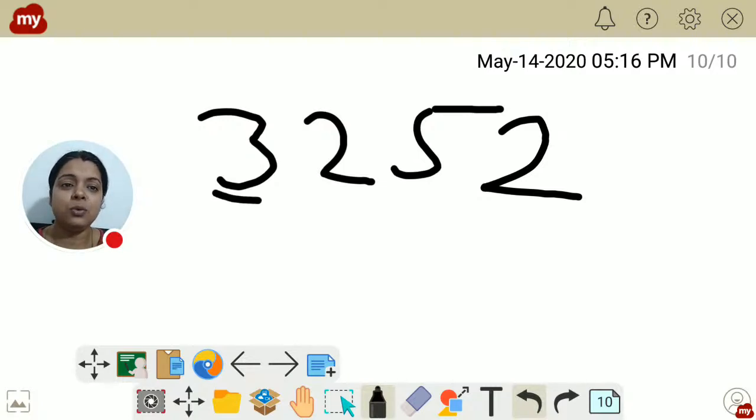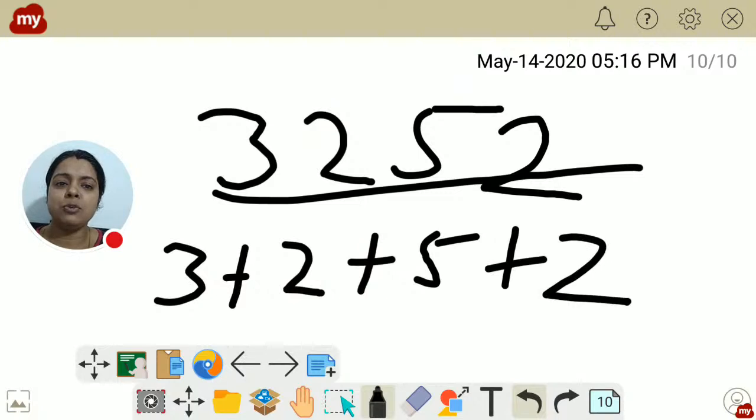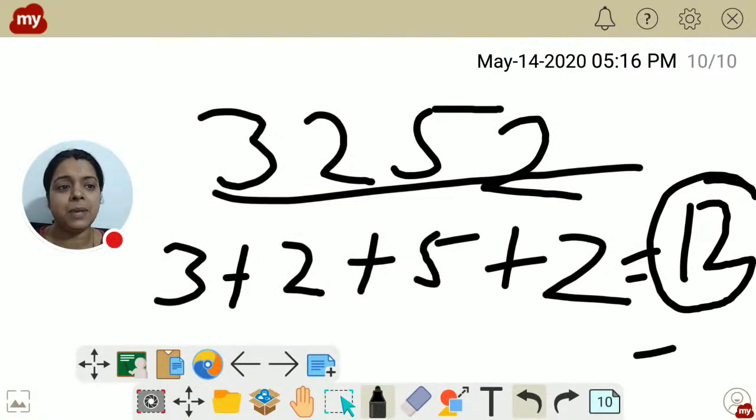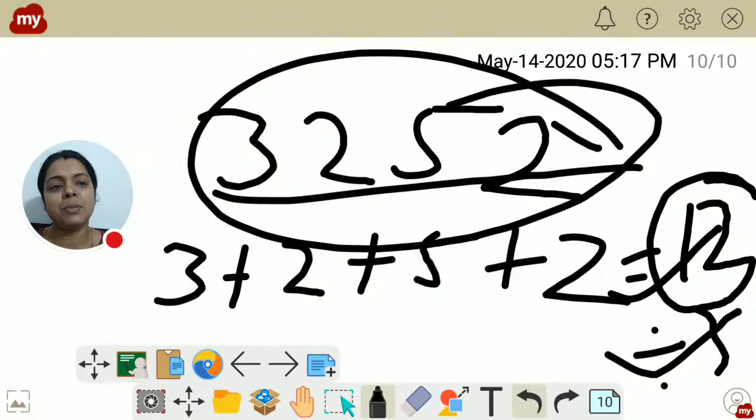Let's see. These 4 digits are there now. I'll add up all: 3 plus 2 is 5, 5 plus 5 is 10, 10 plus 2, the answer comes 12. Now I have to check whether 12 is divisible by 3 or not. Remember, if the sum of the digits is divisible by 3, the whole number is divisible by 3. Here you see 12 is divisible by 3, so undoubtedly this number is also divisible by 3.